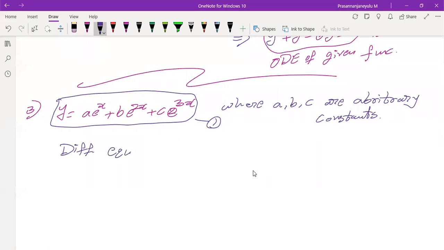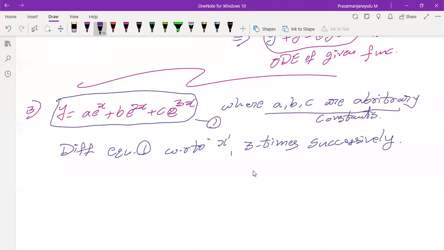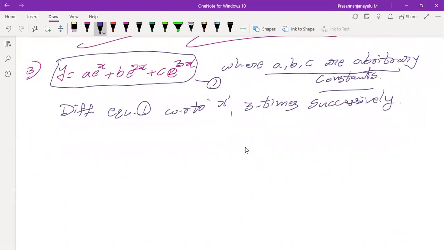So I am writing the direct step. Differentiate equation 1 with respect to x 3 times successively, because we are having 3 arbitrary constants. So when we do one-time differentiation, what are we going to get? y dash equals a into e power x plus b into 2e power 2x plus c into 3 into e power 3x. We will take it as equation number 2.